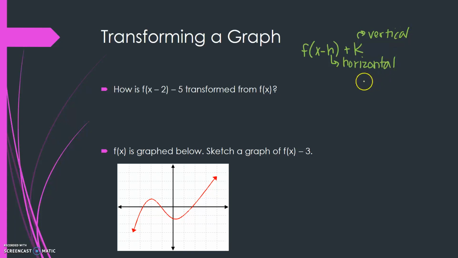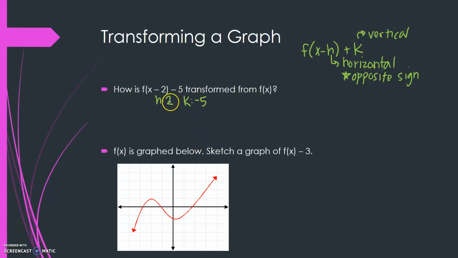The trickiest part to remember is that the horizontal h is always the opposite sign. Always, always, always. So I want to know, how is f of x minus 2 minus 5 transformed from f of x? So I've got an h. My h is a positive 2. And I've got a k. My k is a negative 5. k always keeps the same sign.